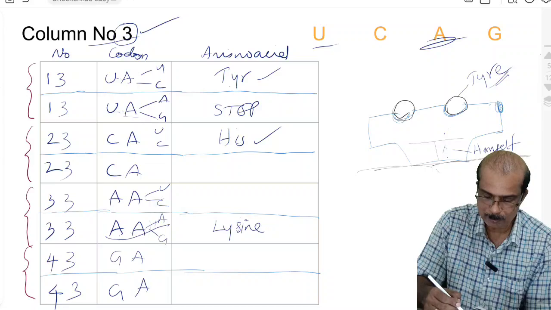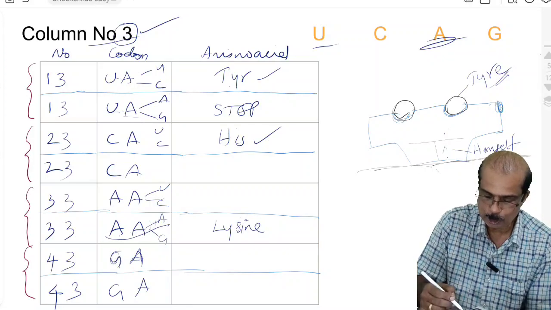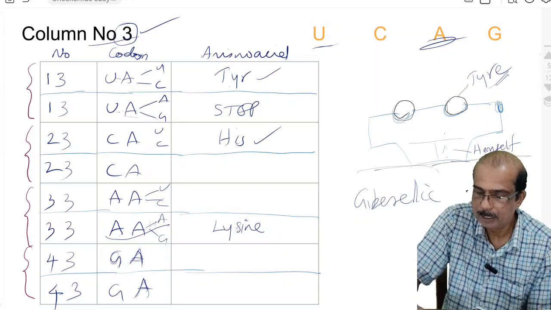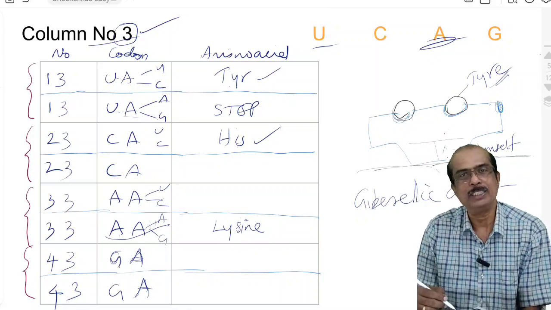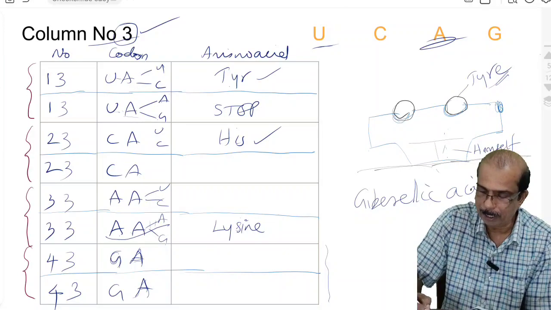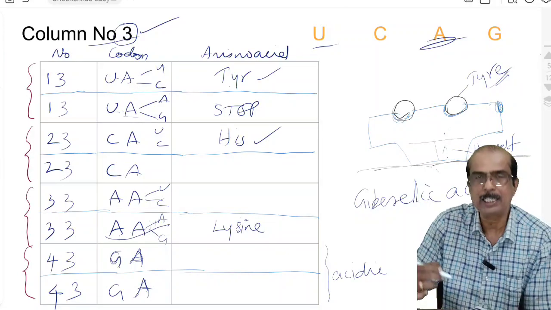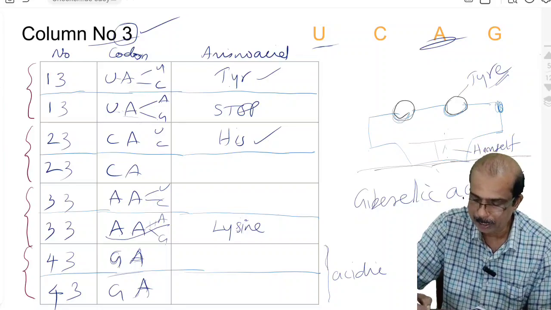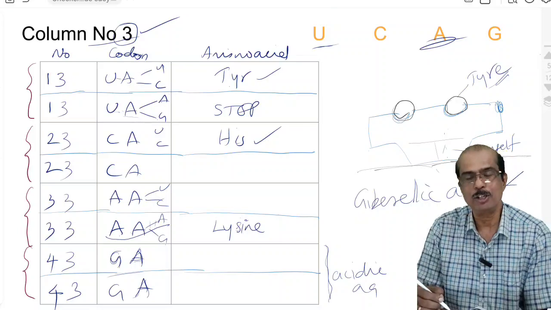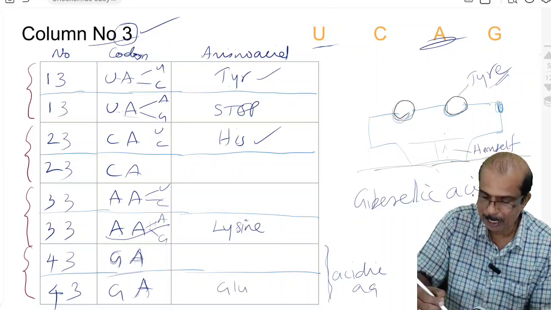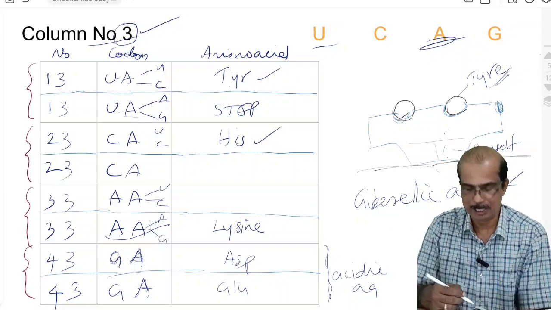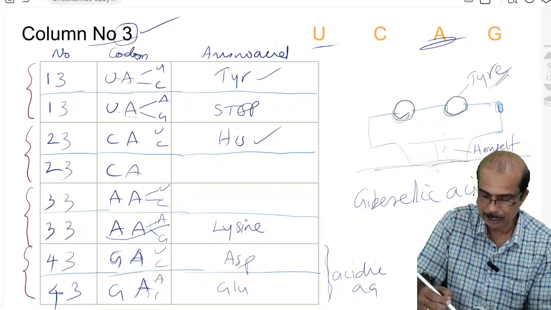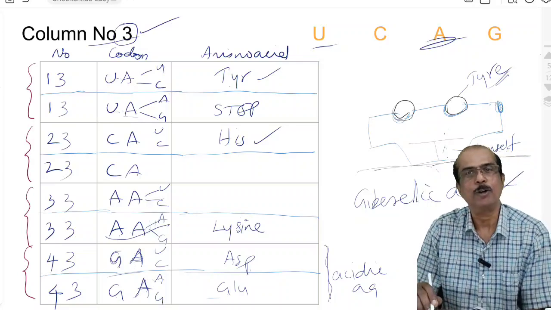Below lysine, analyze this one: GA. We know gibberellic acid, an acidic plant hormone. So we remember that here we write acidic amino acids. GA for gibberellic acid, the acidic plant hormone. Which are the acidic amino acids? Glutamic acid and aspartic acid. GAU, GAC, GAA and GAG: aspartic acid and glutamic acid.